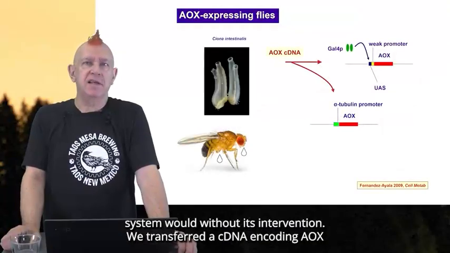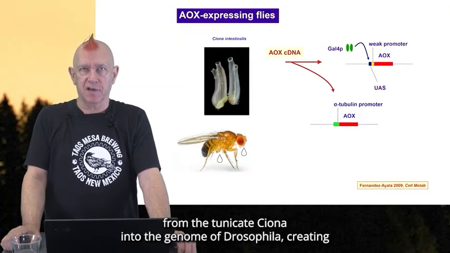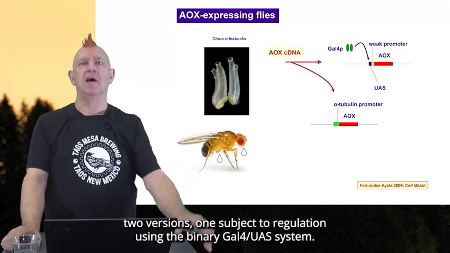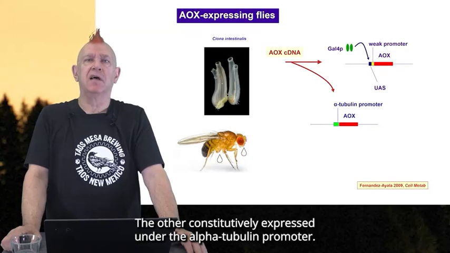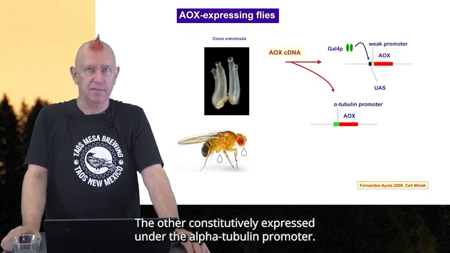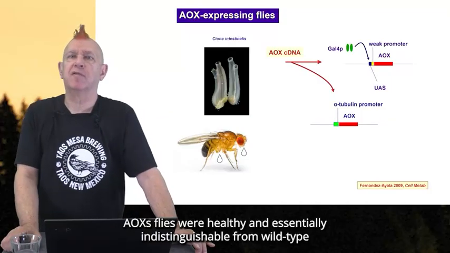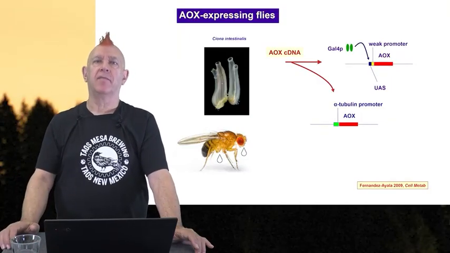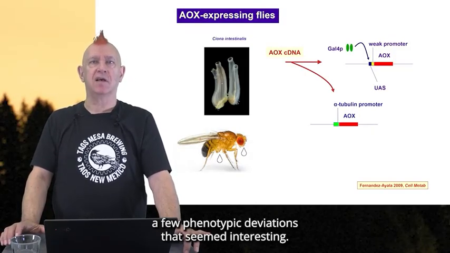We transferred a cDNA encoding AOX from the tunicate Ciona into the genome of Drosophila, creating 2 versions, one subject to regulation using the binary GAL4 UAS system, the other constitutively expressed under the alpha-tubulin promoter. AOX flies were healthy and essentially indistinguishable from wild type, even when the transgene was expressed at a high level. However, when we looked more closely, we identified a few phenotypic deviations that seemed interesting.